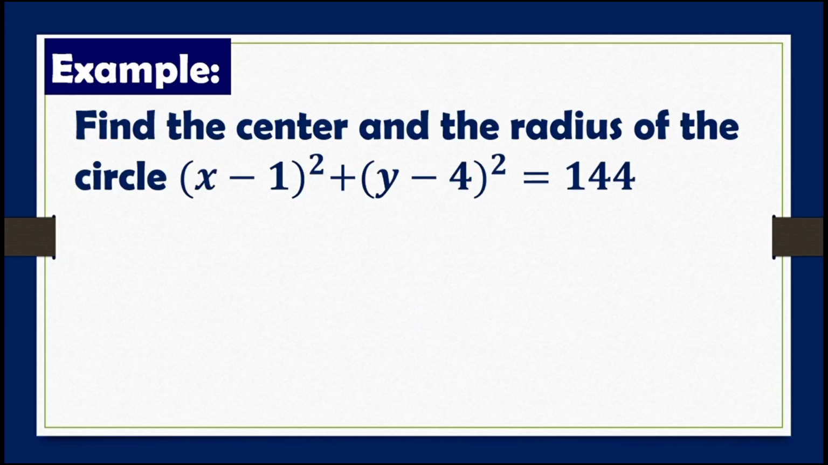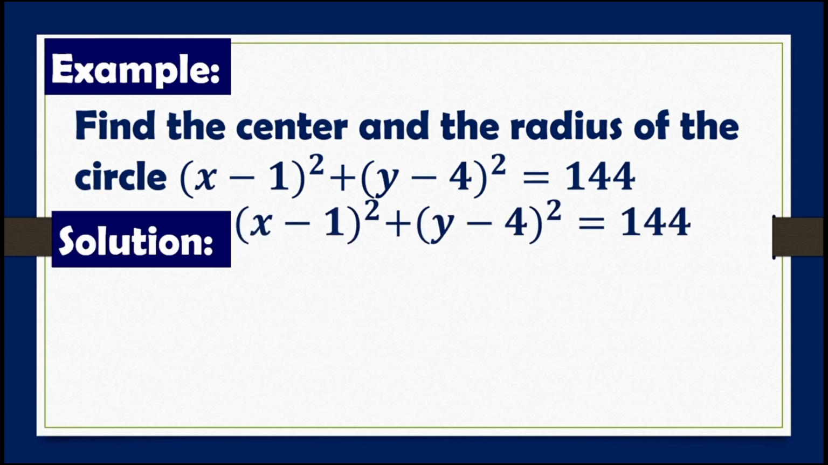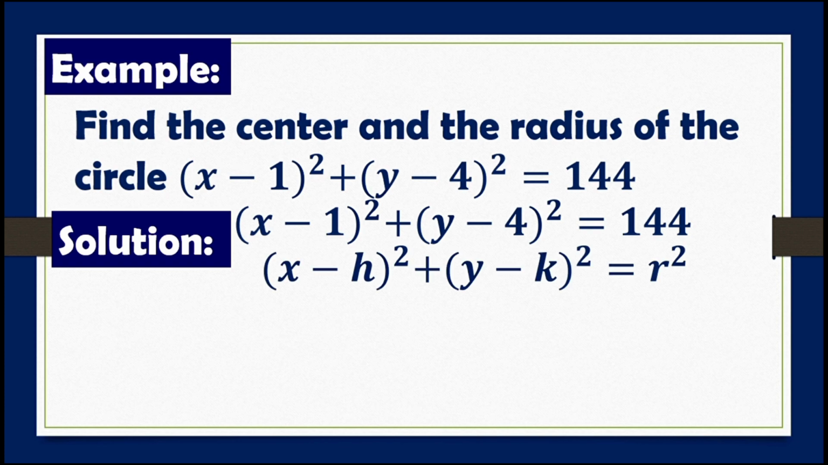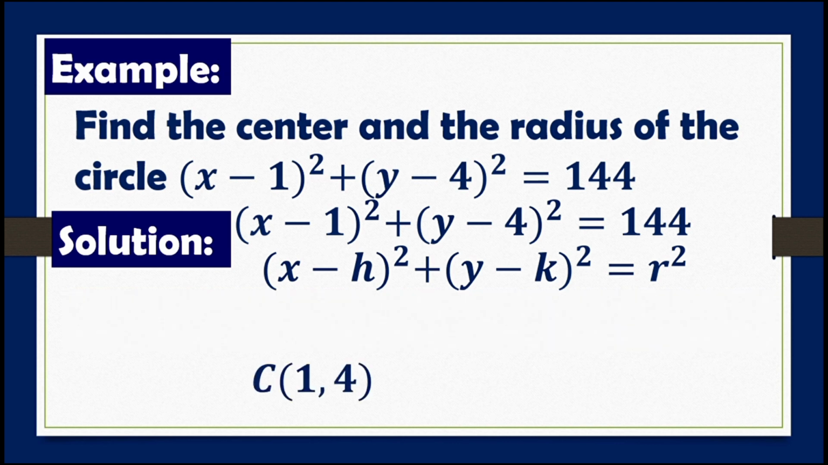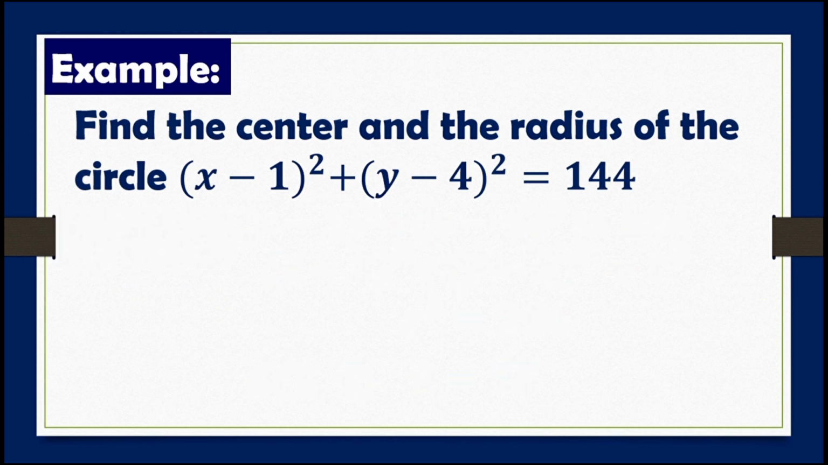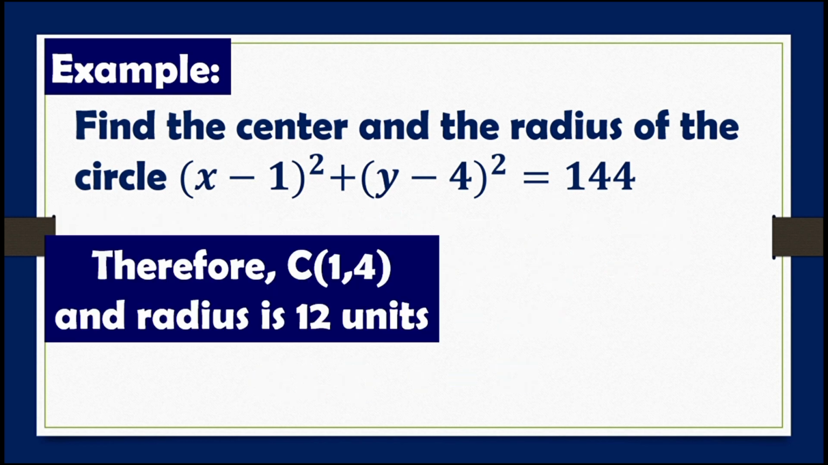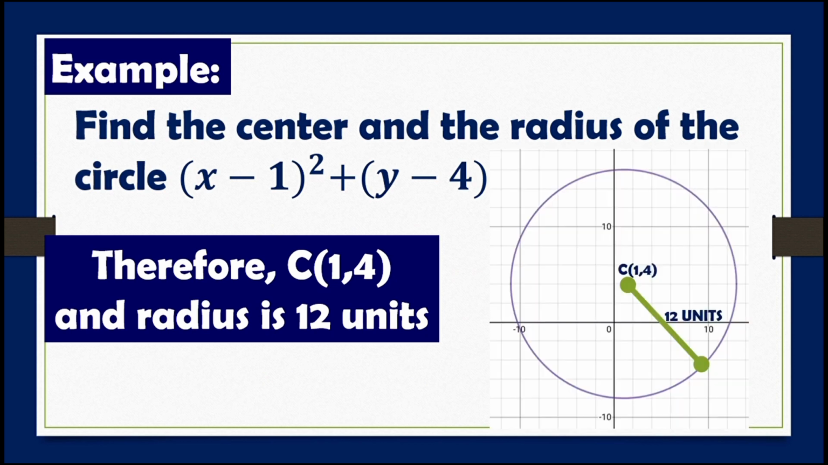Let's have another example. Find the center and the radius of the circle, quantity x minus 1 squared plus quantity y minus 4 squared equals 144. This equation is the standard form of our equation when the center of the circle is at h, k. In this case, we can already determine the center, which has coordinates 1, 4, and the radius, which is equal to 12. So therefore, the center is at 1, 4, and the radius is 12 units.